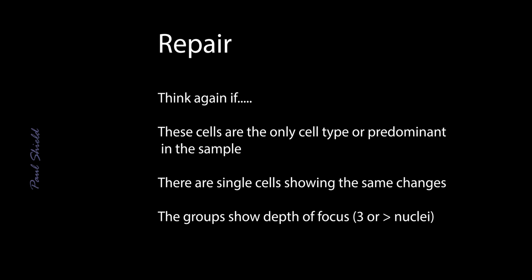Because the major differential with repair is actually malignancy, you have to be careful, and particularly careful if the reparative, regenerative cells that are present are the only or the major cell type present. That is a worrying sign. If there are single cells that show the same features, then you must be careful as well, because repair is, generally speaking, very cohesive. And finally, if any of the groups show complexity in terms of depth of focus, say more than 3 nuclei deep, then you need to think again and entertain the idea that this could be a malignancy that you're dealing with.